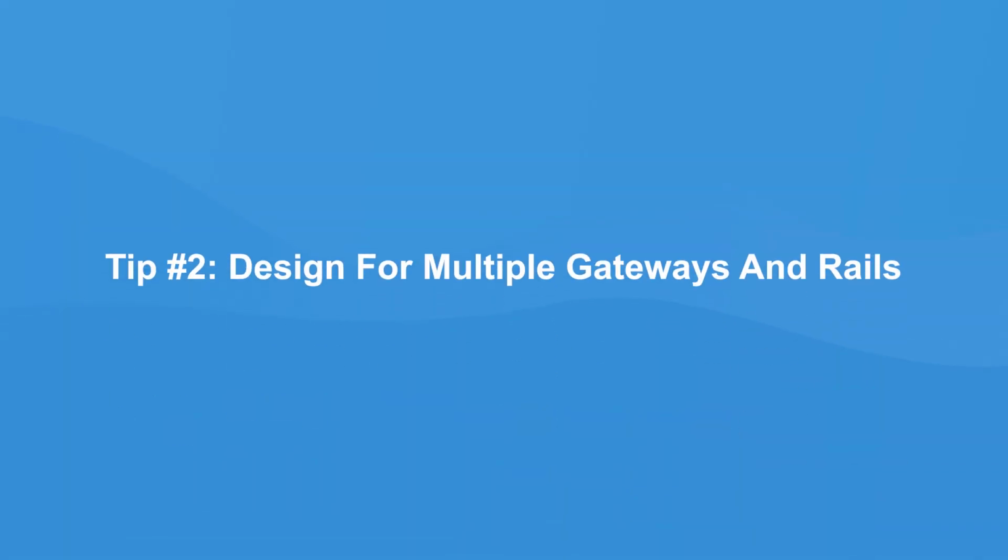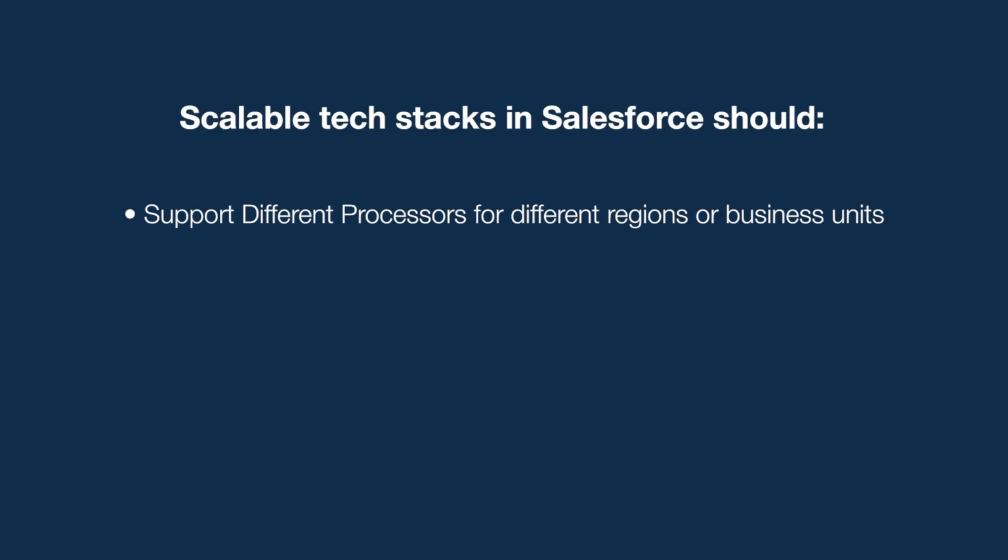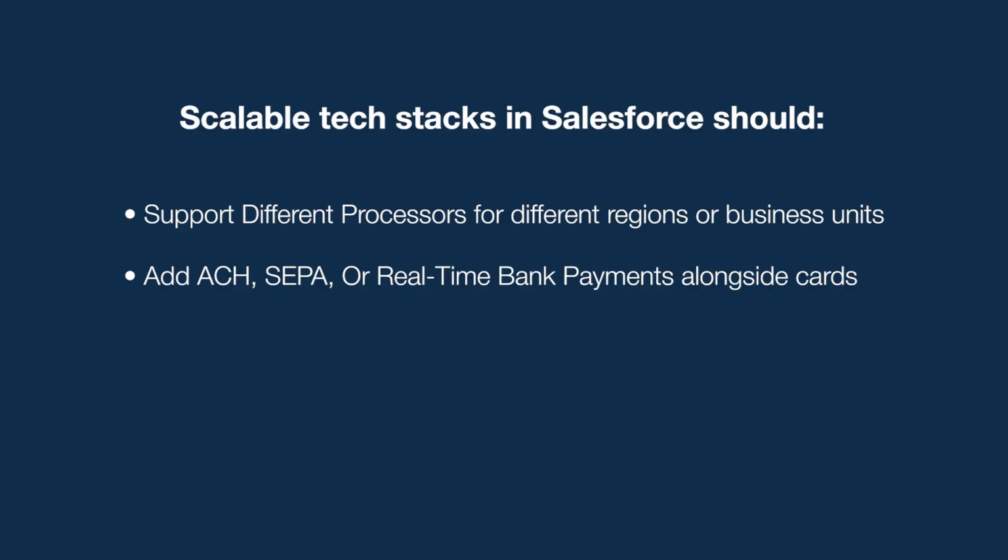Tip number 2, design for multiple gateways and rails. Standardizing on a single gateway is fine at the start, but it breaks down as you add regions, currencies, and new payment types. A scalable stack in Salesforce should support different processors for different regions or business units, add ACH or real-time bank payments alongside cards, and avoid hard-coding logic to a single provider. You may only use one gateway today, but you should design as if you'll have several. That gives you leverage with processors and flexibility as you grow.